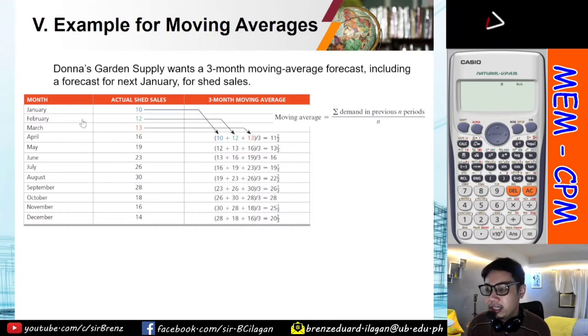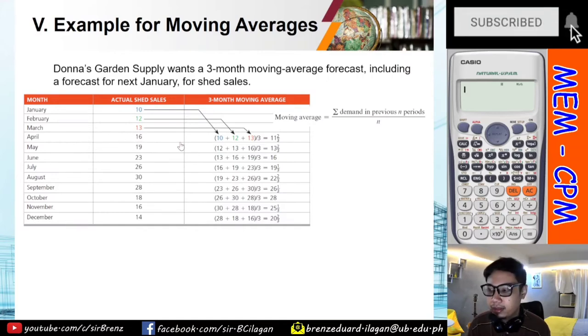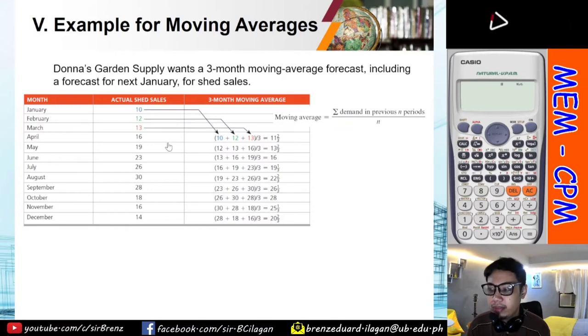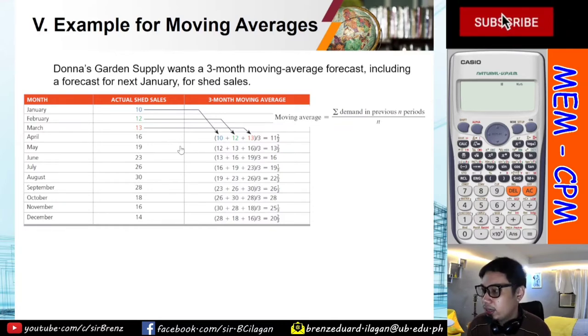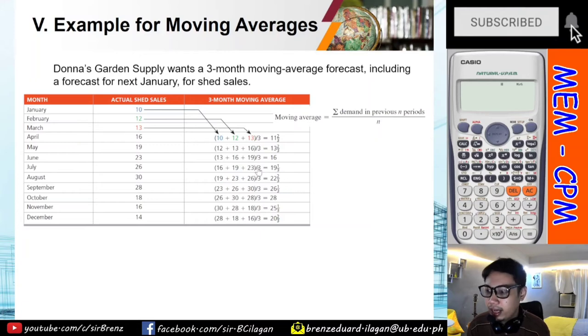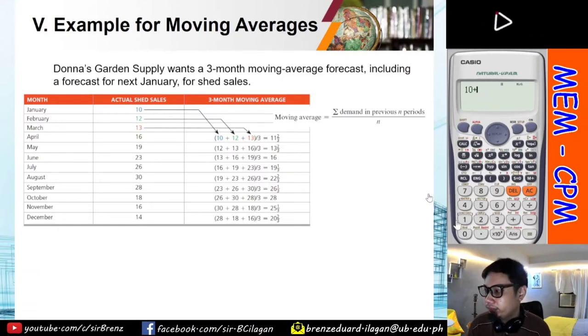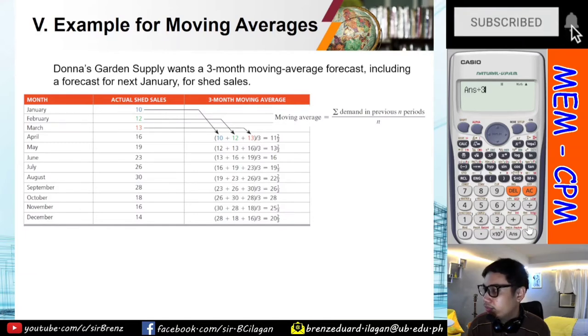So that is simply the sum of January to get the 3-month moving average for April. Okay? So that is just the sum of January up to March. So 10 plus 12 plus 13 over 3. So that is equals to 11 and 2/3. So i-verify lang natin using our calculator. So again, sabi nga ni ma'am, dapat yung answer natin is expressed in fraction, not in decimal places, para at least walang natatapon na value. So i-verify lang natin if tama siya. So divided by 3. Ayan. So 35 over 3, or that can be represented as 11 and 2/3.